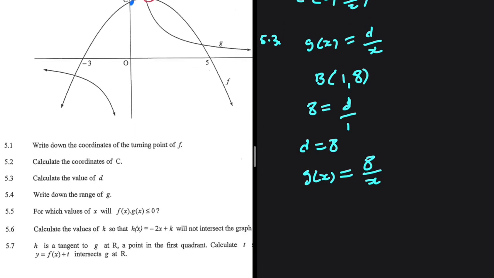That is 5.3. Seems like all is going well. 5.1, 5.2, 5.3. Let's see what happens in 5.4. In 5.4, we're looking for the range of g.